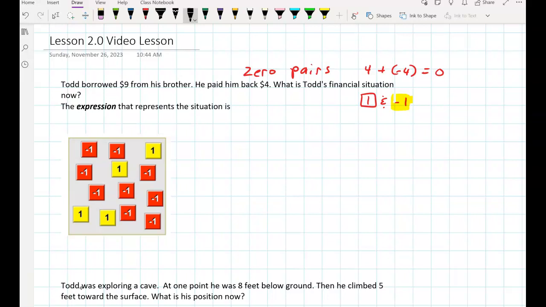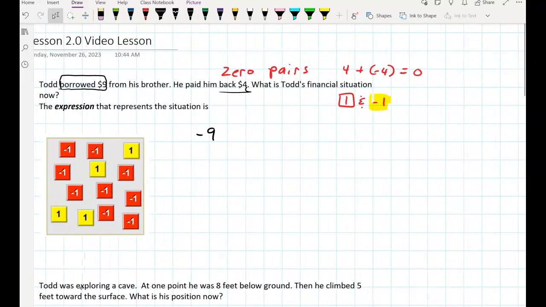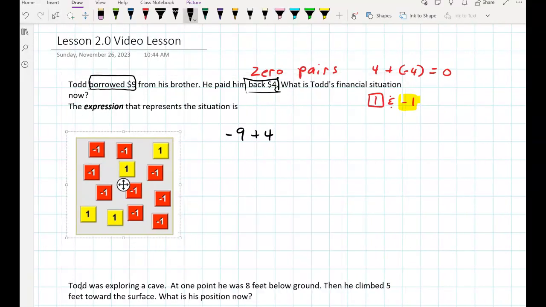We have to write the expression that represents the situation first. Remember that if you borrow money, you borrowed $9, that's a negative number. Anytime you are in debt, that is a negative number. So that's negative 9. But when you pay back money, that's a positive. So negative 9, positive 4. Negative 9 plus 4.